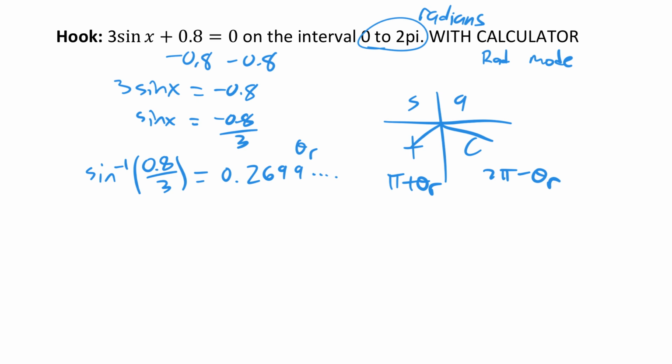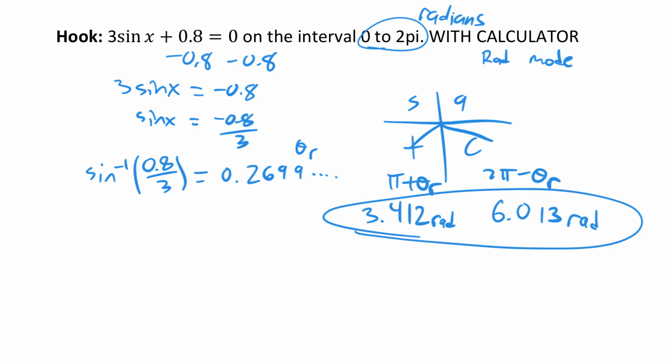So if we do pi plus answer, that will give us 3.41, it looks like 115, so rounds up to 2. 2 pi minus our reference angle, 6.013. Now you can write rad next to it if you want. Technically you don't have to write rads. You do have to put the degree symbol, but rads are assumed. But I always like to write rad just so I know what I'm doing.